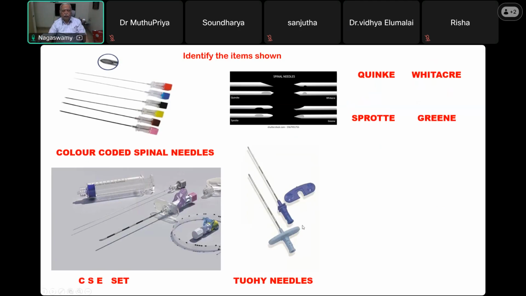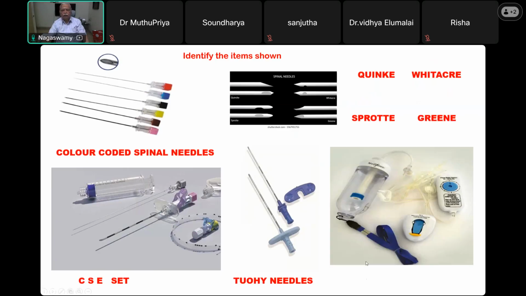What is the advantage of attaching this flange? What technique can you practice to identify the epidural space? Loss of resistance. Hanging drop. This is useful for doing the hanging drop technique. Okay. And what is this?